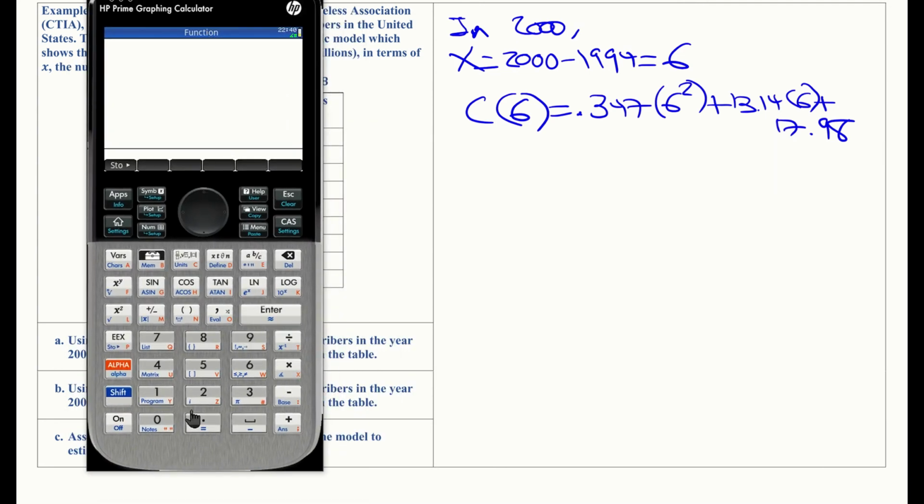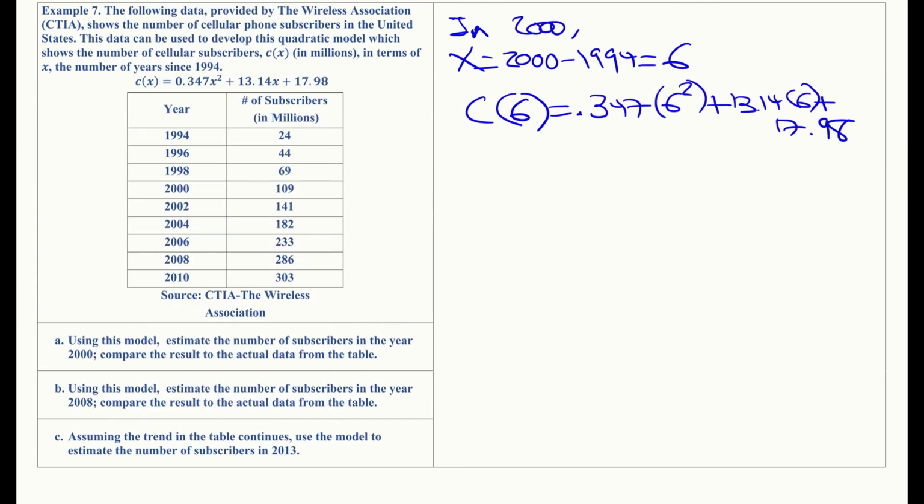So 0.347 times 6 squared, which is 36, plus 13.14. Okay, I didn't register the point. All right, times 6 plus 17.98. Now we hit enter. We get 109. So let's go ahead and approximate that.